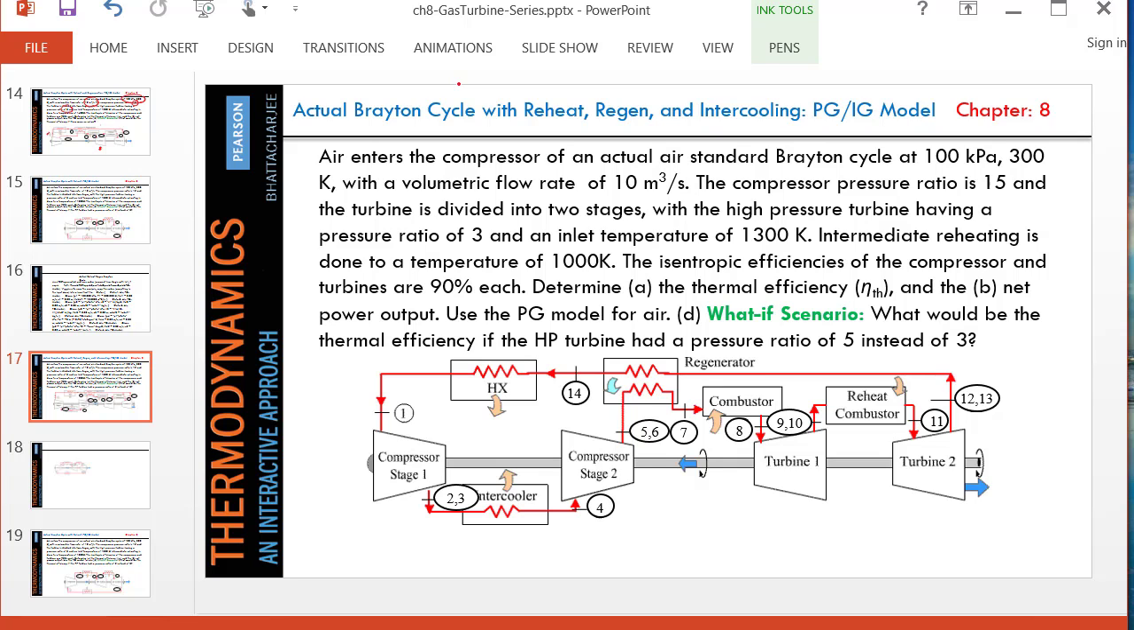Hello and welcome. This is quite a complicated problem, the most general problem you can encounter in a gas turbine. Well, let's take a look at the schematic first. There are two compressors: multi-stage compression, multi-stage turbine, regeneration, reheat, intercooling, you name it. So to solve this problem, it's best to go to a simpler problem first.